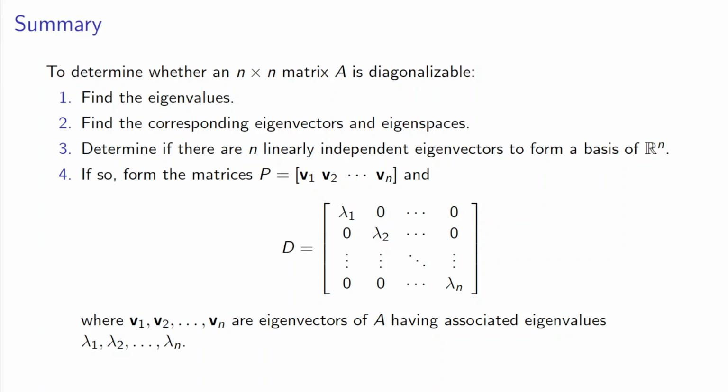And if you do have n linearly independent eigenvectors to form a basis of Rn, then you can form your matrices P, which is going to be V1 through Vn, whose columns are the eigenvectors of A, and then D is this diagonal matrix, lambda 1 through lambda n down the diagonal, with the associated eigenvalues.